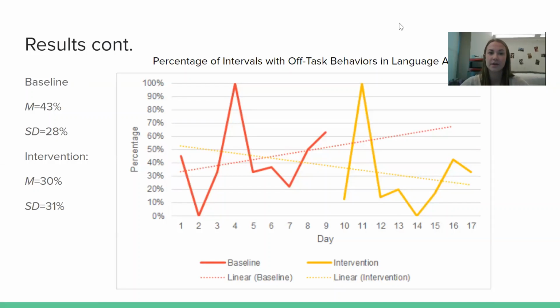This graph represents the percentage of intervals with off-task behaviors in language arts. The mean for the baseline was 40%, while the standard deviation was 28%. And for the intervention, the mean was 30%, while the standard deviation was 31%. There was a decrease in off-task behaviors on day 2 of the baseline data because, again, the students had classroom activities which interfered with the observation periods. And there was an increase in off-task behaviors on day 11 during the intervention because sometimes when other students in the classroom were also off-task, my participant also became off-task too. So he was off-task on that day as well.